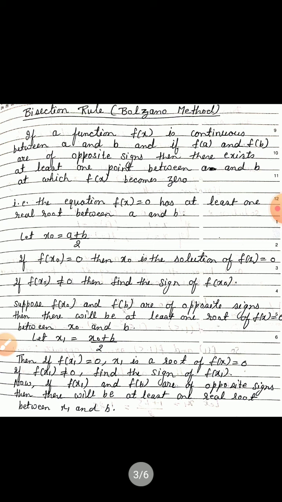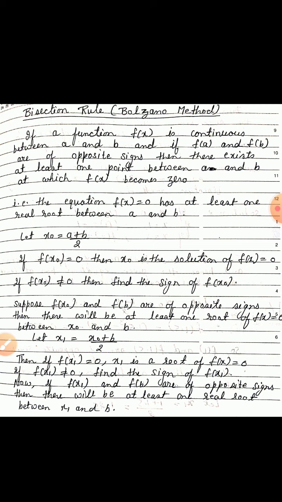So for solving these equations we have to discuss several methods. The first method is the bisection rule or Bolzano method. By its name it is clear that bisection means bisecting. We have to bisect the intervals and proceed further. So what are the steps?